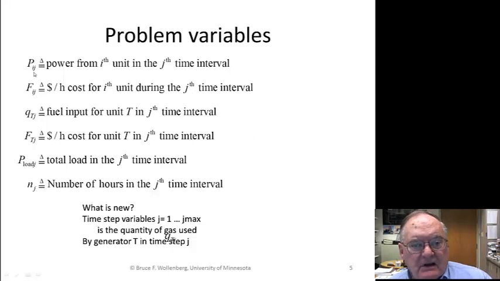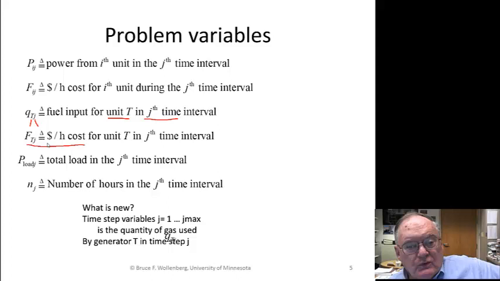and I have P_ij, the power from unit i during time interval j, and then I have F_ij, the dollar per hour cost for operating the ith unit during the jth time interval. Here's the take-or-pay unit. Notice that it's got a variable T and j. That's the fuel input for my take-or-pay unit during the j interval, and it has a cost, which I'm basically later on going to throw out because the fuel is just a fixed price. I'm not looking at how much that unit is actually costing me. I'm looking at the fuel cost.